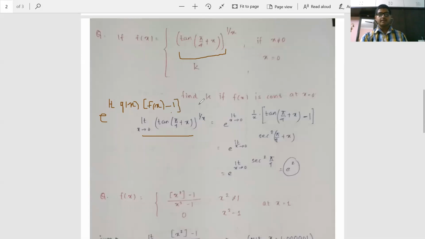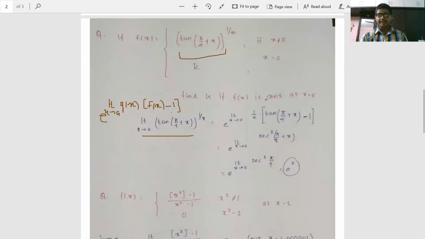It's taking time to write, but you have got the concept, I guess. Now, this is x tends to a, the point at which we are finding the limit. Here a is going to be 0. So e to the power limit x tends to 0 of g(x)(f(x) − 1).